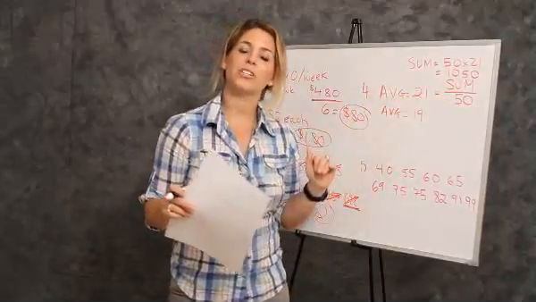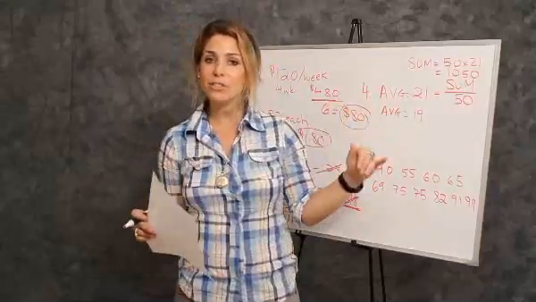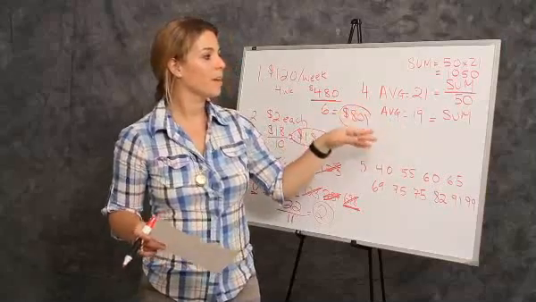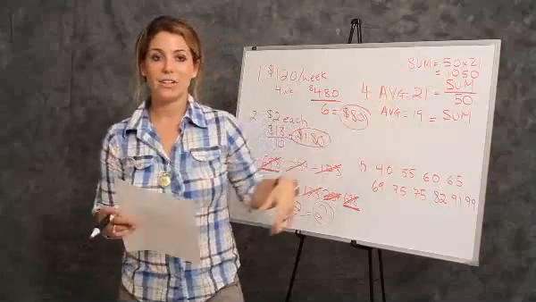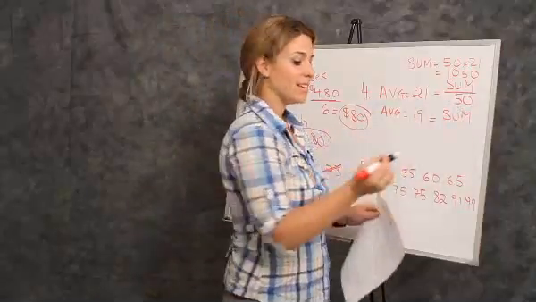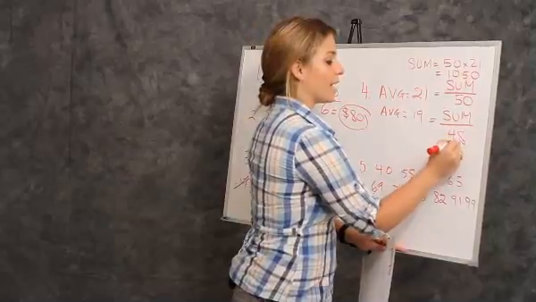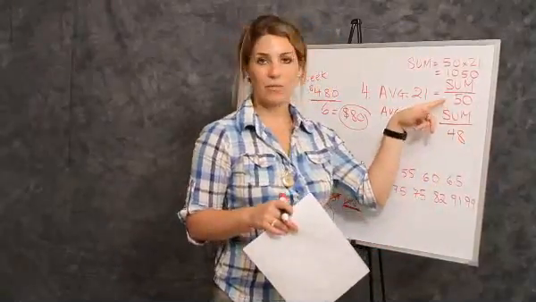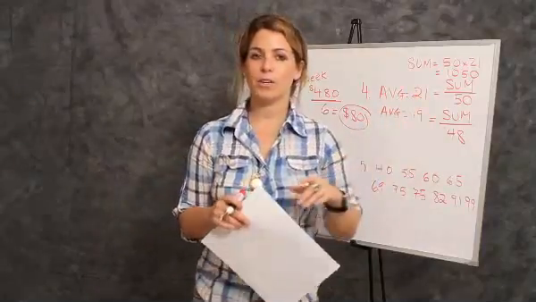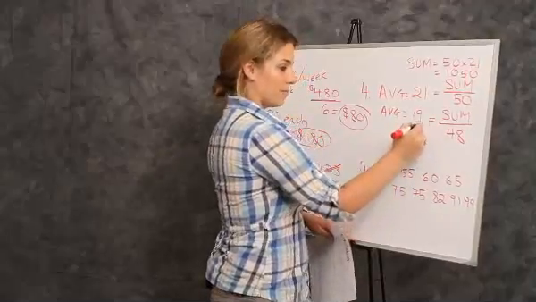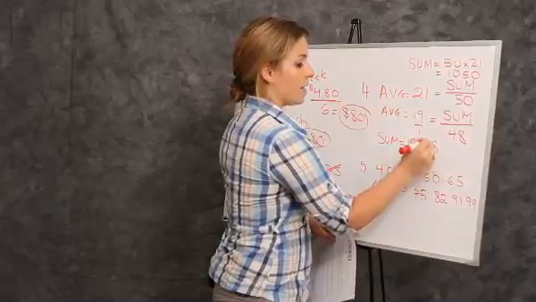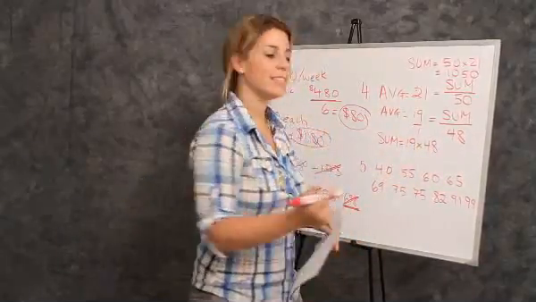Then the next part of this question tells us that the average after taking away 2 numbers is 19 when we take away 2 numbers from this set. So that means that if the average is 19, it's going to be equal to the sum of everything divided by 48. Because if we take 2 numbers away from 50, we're left with 48 numbers. So now, the sum of these 48 numbers is equal to 19 times 48. And that's going to give us 912.